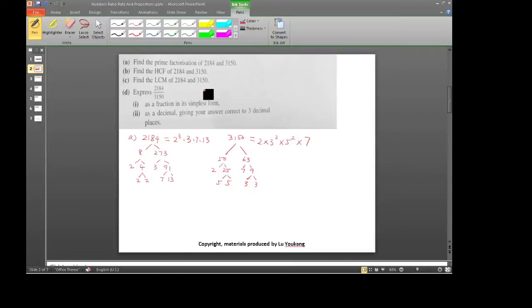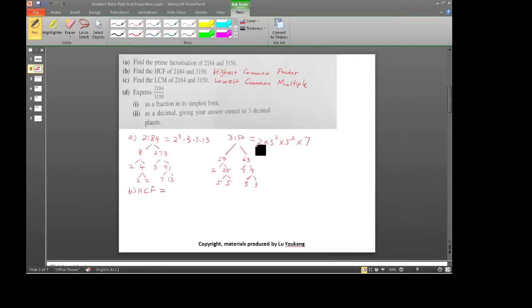Now let's take a look at part B. Find the HCF of these two numbers. HCF denotes highest common factor. And now let's take a look at what is LCM. LCM is lowest common multiple. So later on, I will teach you how to find HCF and how to find LCM.